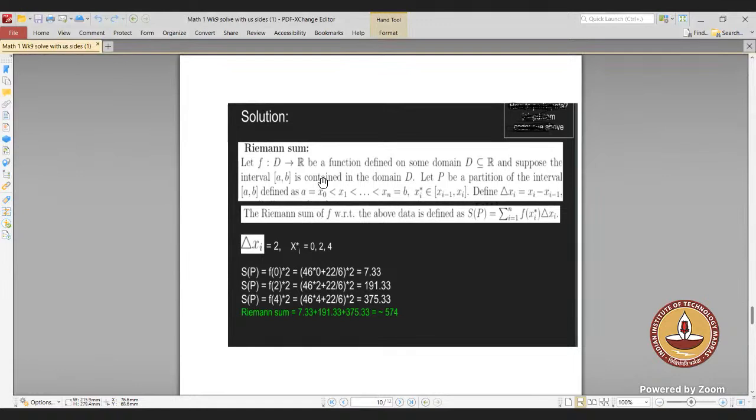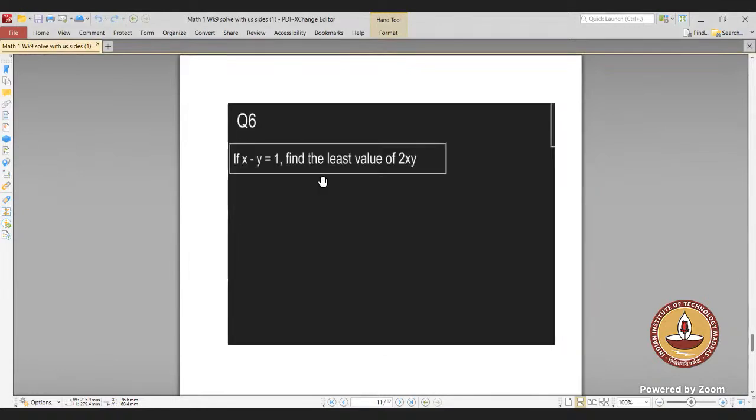So we'll move to the last question now. So this is the question. It is given that if x minus y is equal to 1, find the least value of 2xy. I'll just tell you the approach now. What we can do is take y to this side and write it as y is equal to x minus 1, right?